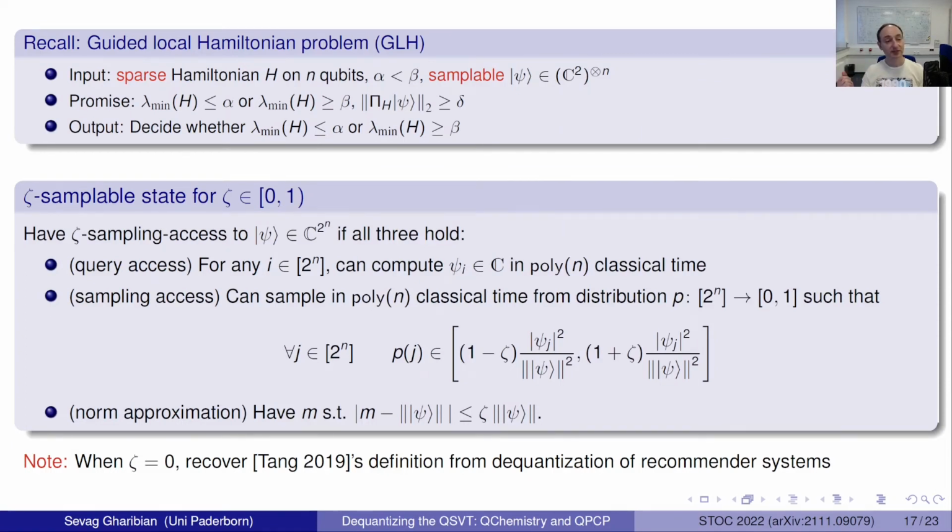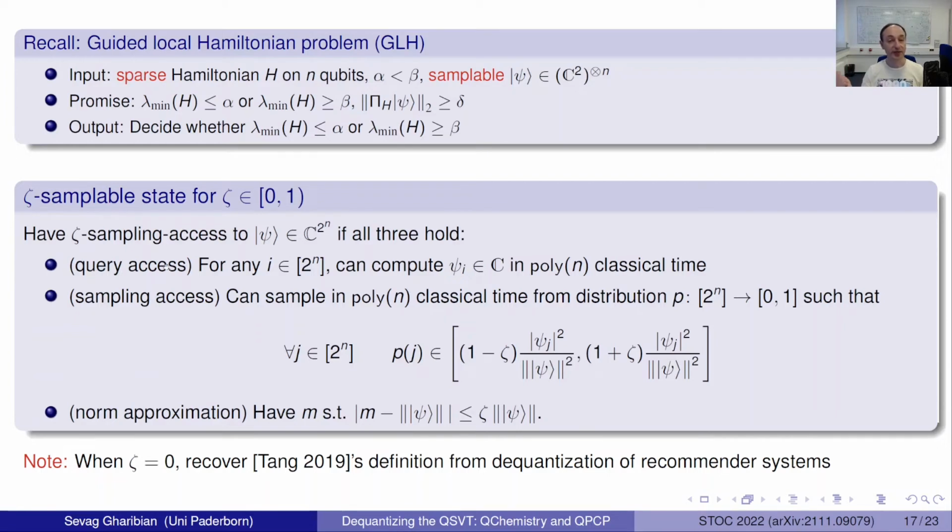The sampleable state is a messy definition, but first we can ignore zeta really. Think of zeta as just an error parameter, and basically our results will hold even if there's some error in the sampling, zeta. That's the reason why I've left it here. But for this talk, of course, you can just imagine that zeta is 0. Okay, so we're going to have perfect sampling access to some vector psi. What does that mean? That means two things for this talk.